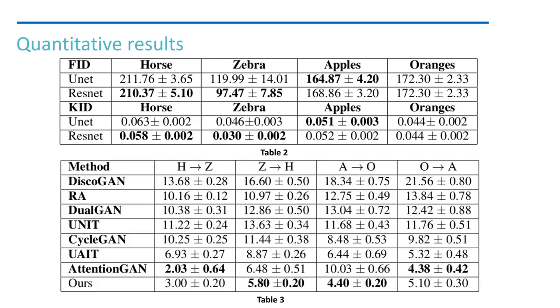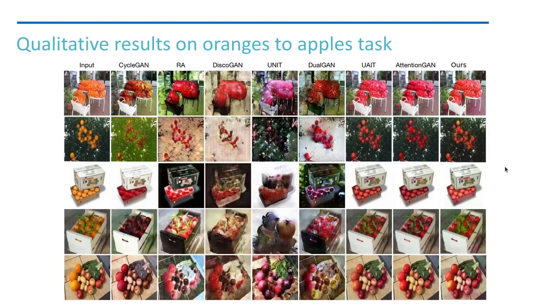In table 3, we compare the KID scores from related works to our method. For zebra to horses and apples to oranges task, we could achieve the state-of-the-art results. In the other two cases, our results are slightly behind the AttentionGAN method.